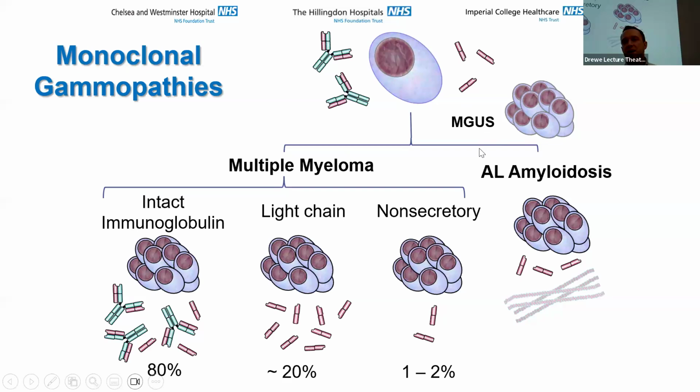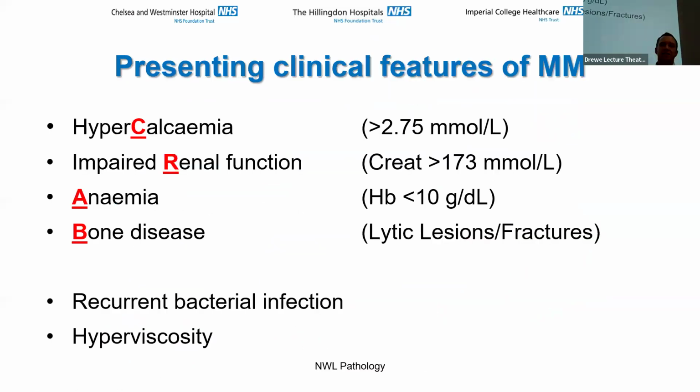We also potentially have amyloidosis patients, where free light chains become deposited as fibrils in tissues, particularly the heart and the kidney. The presenting clinical features of myeloma can generally be remembered by the acronym CRAB: hypercalcemia, impaired renal function, anemia, and bone disease. Quite typically, early cases of myeloma will present clinically with an anemia, which is something to look out for and consider. We also have two other possible presenting features, which are recurrent bacterial infection and hyperviscosity.